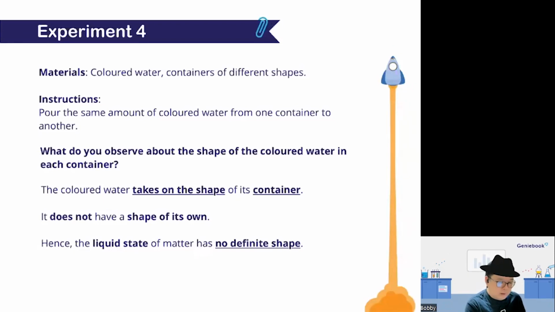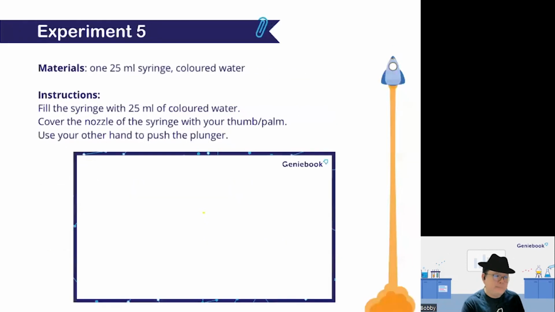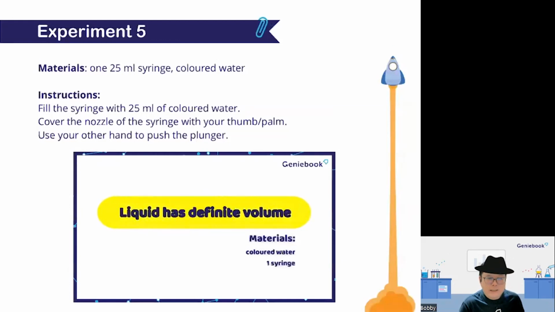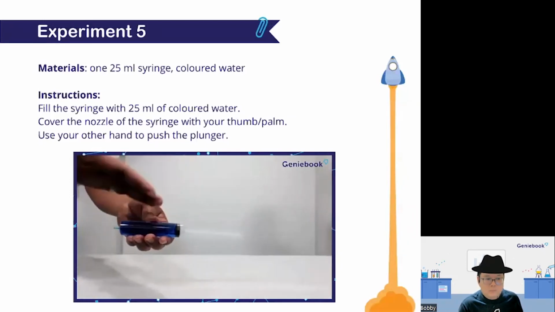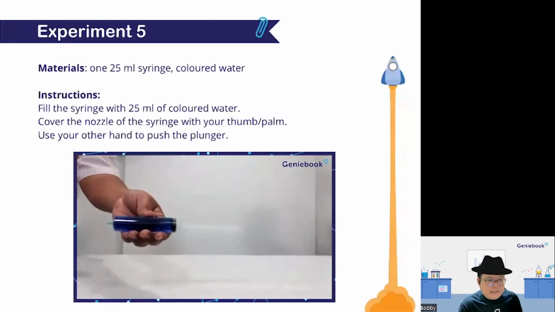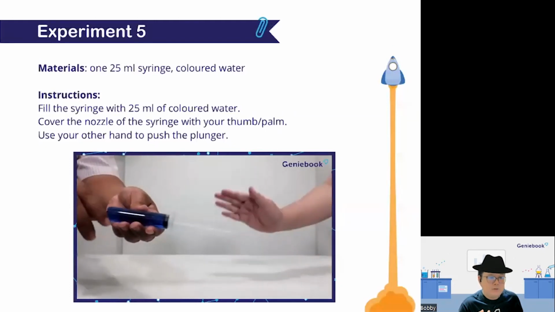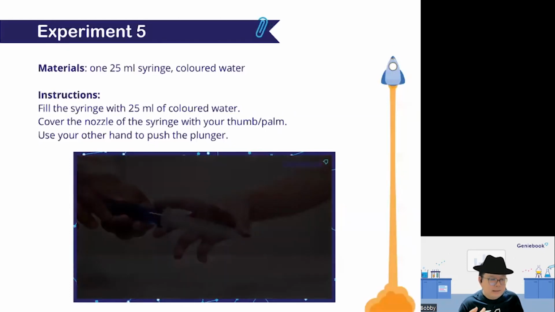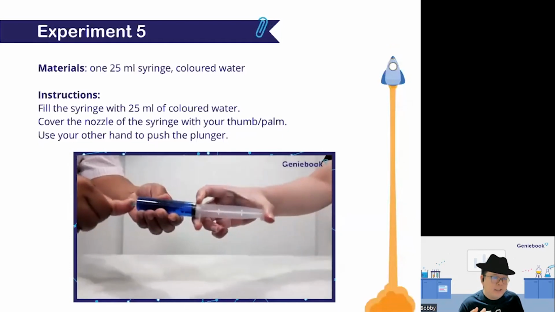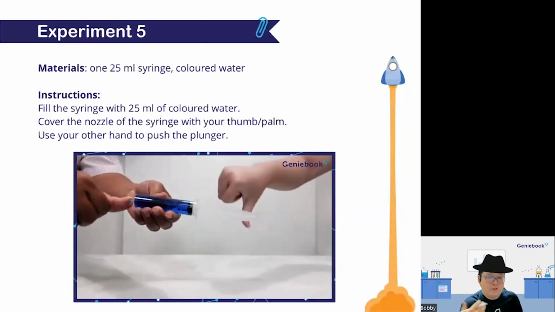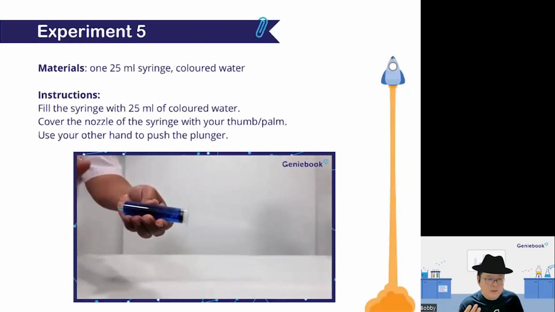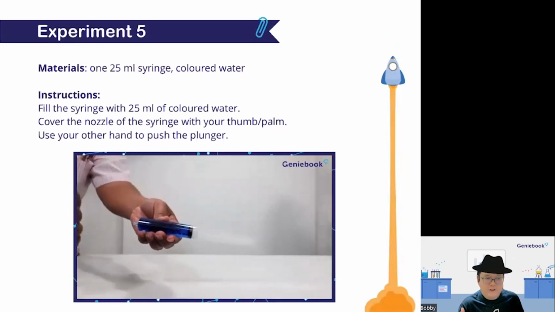Okay, and then we have another experiment. And this time we have more than one pair of hands. This one will show that water has a definite volume. As you can see, this hand is showing us a syringe with blue colored water inside. And it's calling someone to come and help him. So this someone helped to push. After pushing for a long time, you'll notice that the volume did not change.